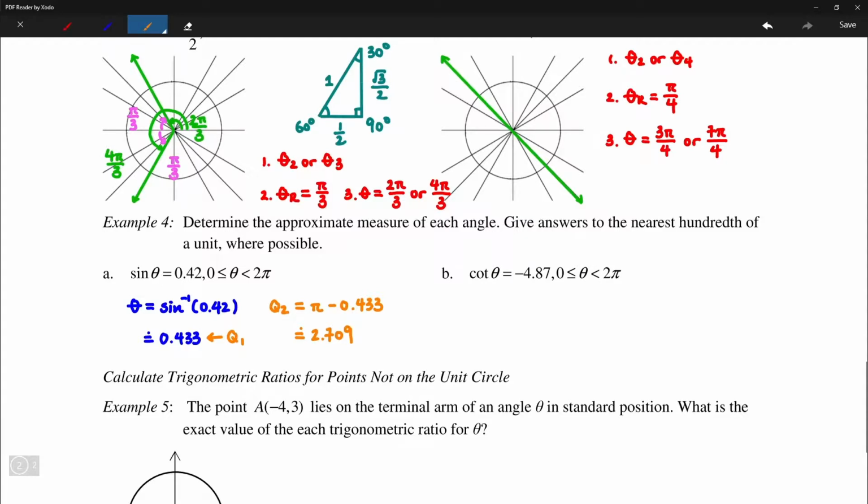Next one, cotangent theta is equal to negative 4.87. So the first thing we're going to do here is use the fact that cotangent theta is equal to 1 over tangent theta. So we'll start there. That means we can solve for tangent theta. Tangent theta is going to be, of course, equal to negative 1 over 4.87.